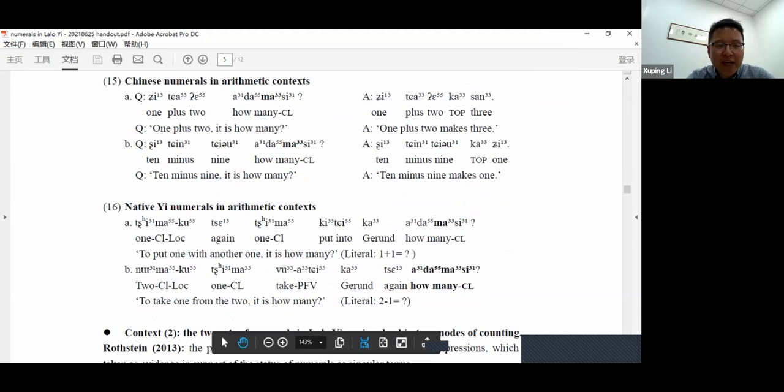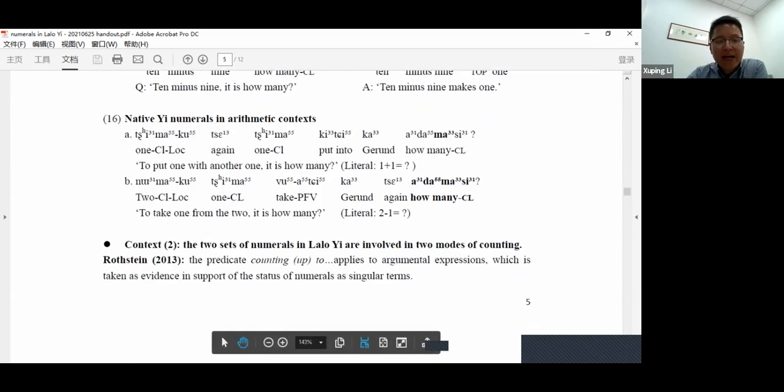And the native numerals can be used in arithmetic contexts only if they are followed by a classifier. So the native numerals with classifiers can be used in addition or subtraction, but not for multiplication or division. If they want to express 1 plus 1 equals 2, they would say "put 1 classifier with another 1 classifier, then it's how many?" And for subtraction, they would say "take 1 classifier from 2 classifiers, then it's how many?" Okay, in a very analytical way, actually.